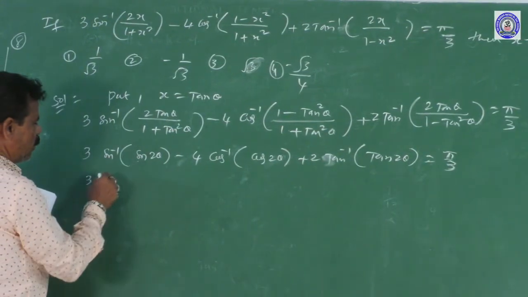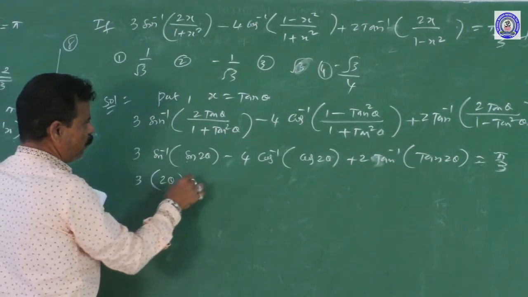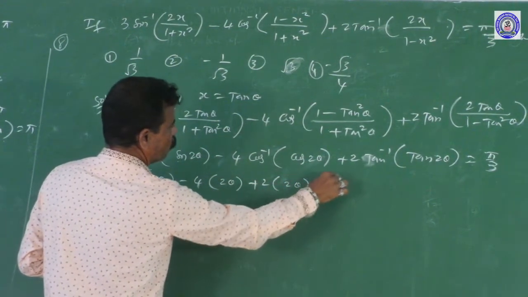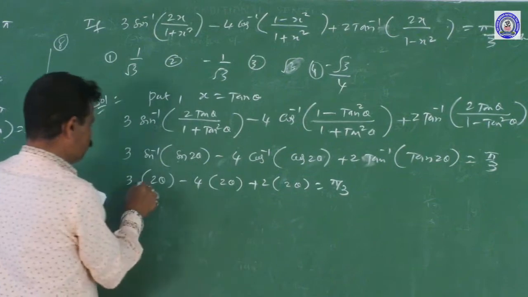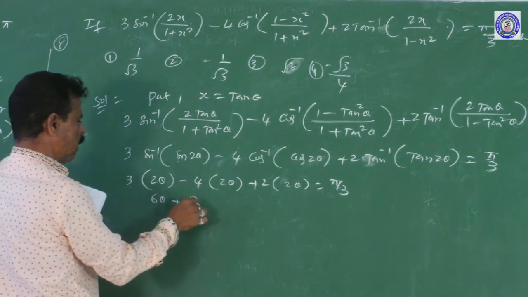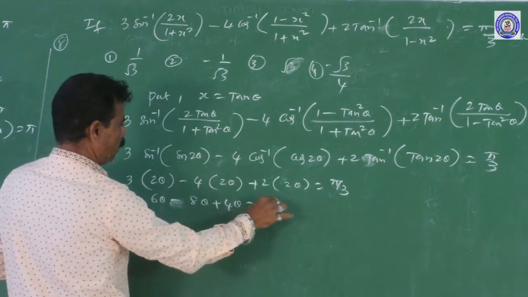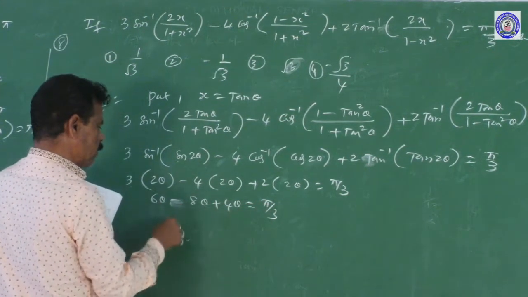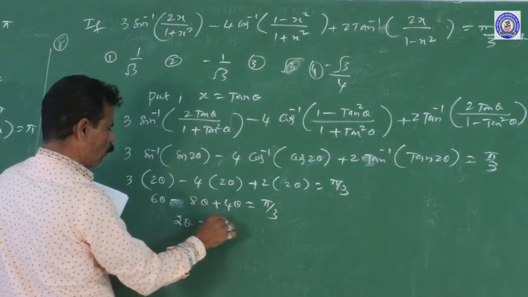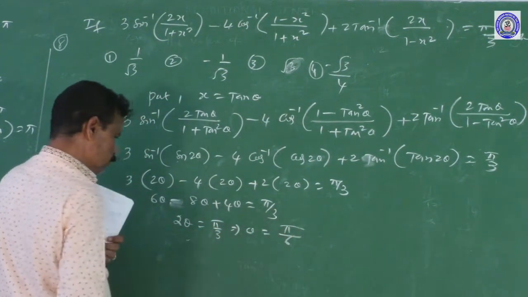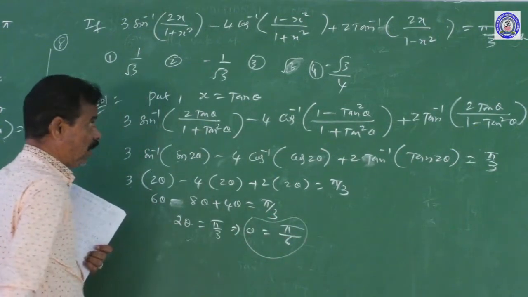3 into sin, the sin cancels, 2 theta minus 4 into, here 2 theta plus 2 into 2 theta is equal to 5 by 3. This is 6 theta plus 8 theta plus 4 theta is equal to 5 by 3. So here 10 minus 8, 2 theta is equal to 5 by 3, which implies theta is equal to 5 by 6. This is the theta value.